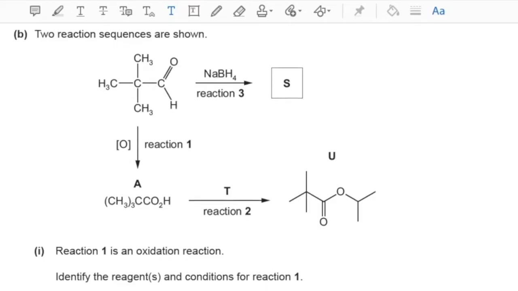So the reagents for it: the aldehyde is turning into a carboxylic acid. For this, we need a reagent, dilute sulfuric acid, plus our chromate ion, which is K2Cr2O7. Along with that, we should have some kind of temperature around it set, so heat under reflux.